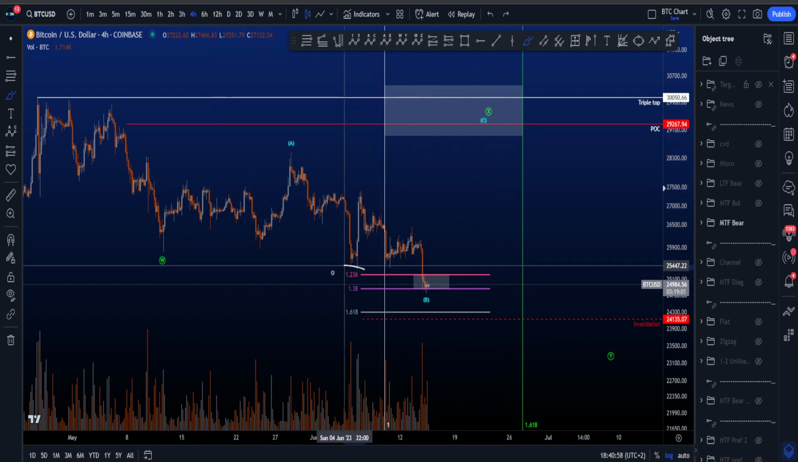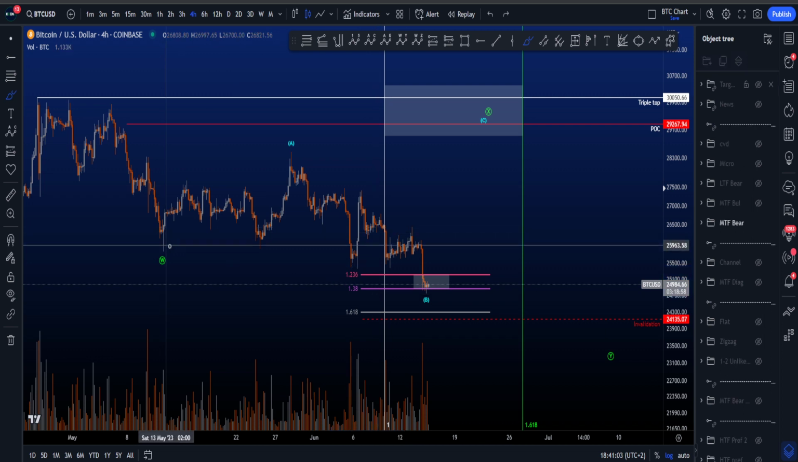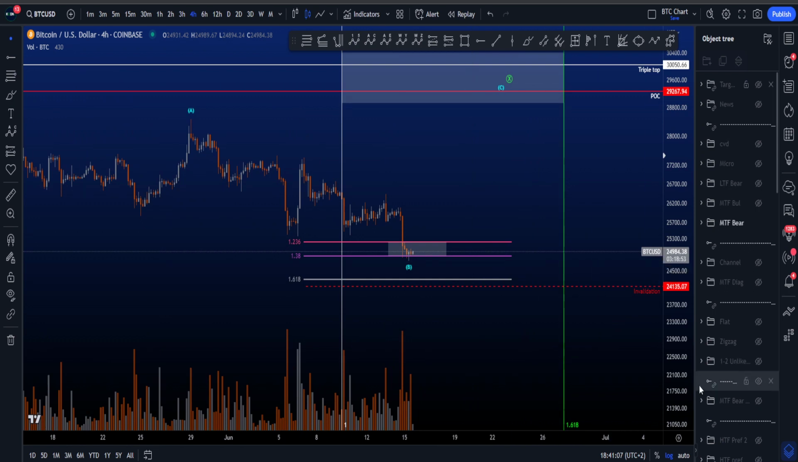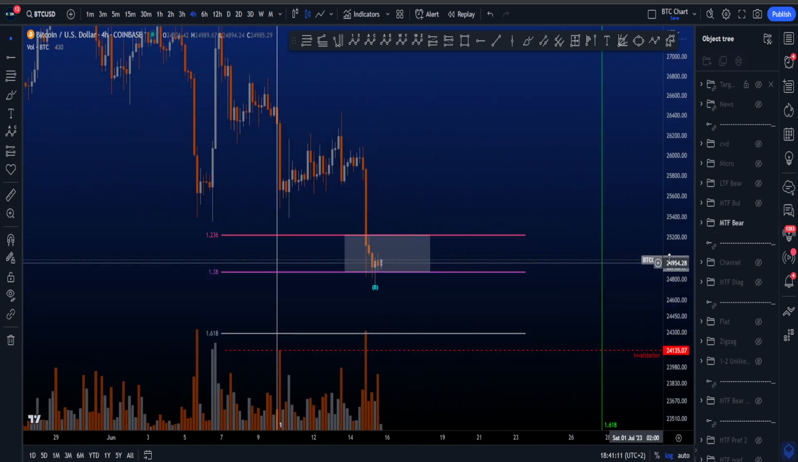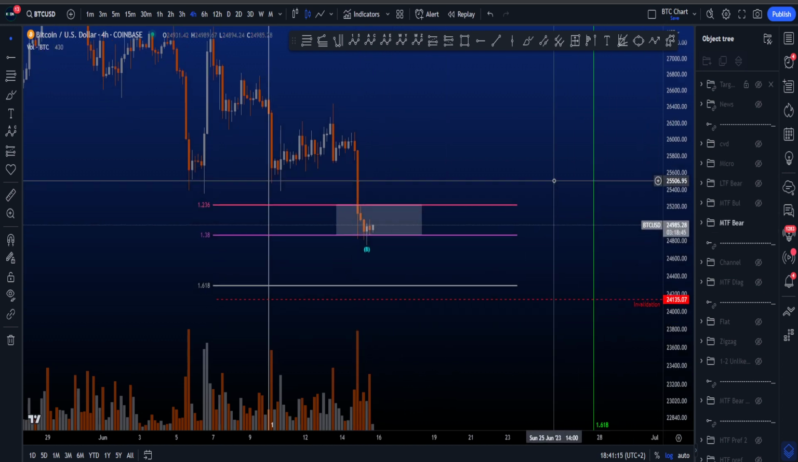The most common target for wave B in an expanding flat is the 1.236 to the 1.38, pulled from the low of W to the high of A, which as you can see on the 4 hour has been very nicely respected indeed. Only a couple of wicks below, but that is no problem. The candles are closing inside this area, which is exactly what you want to see.